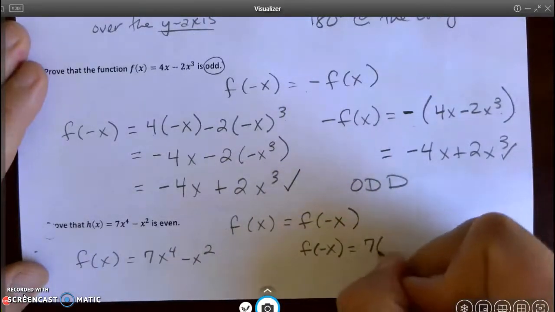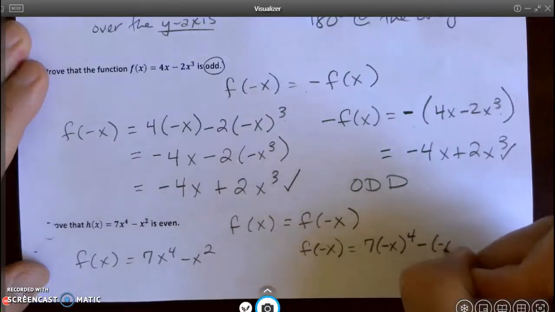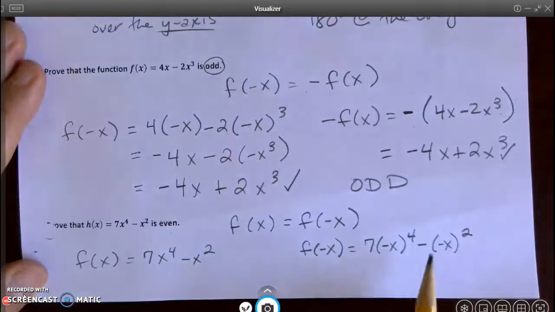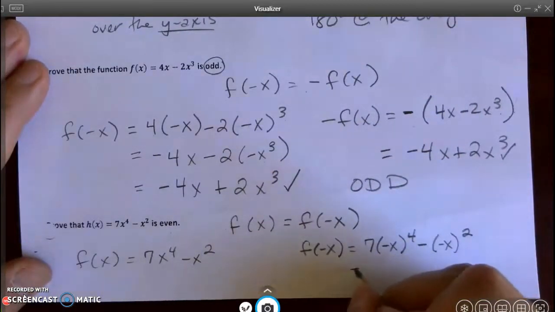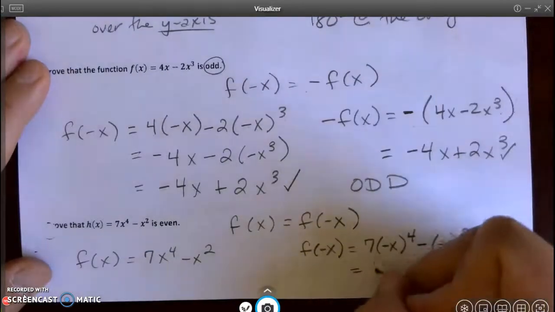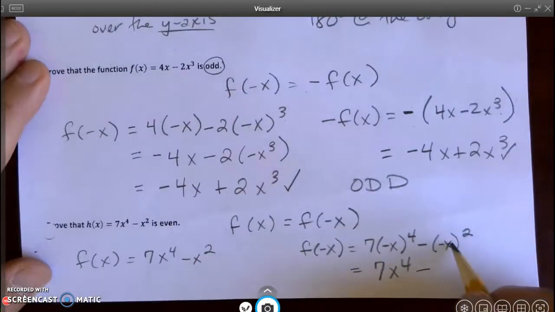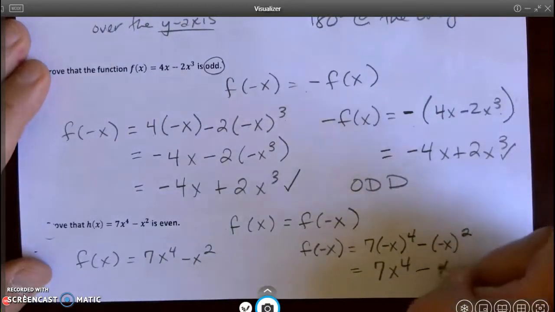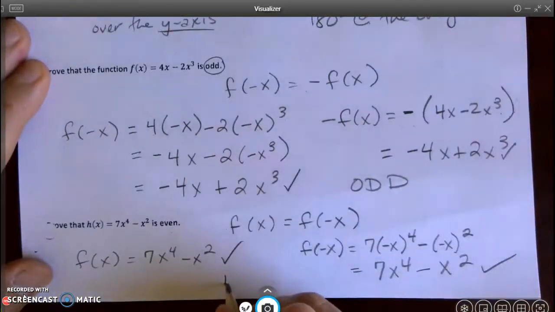I'm going to take 7 times negative x to the 4th minus negative x squared. I have to show my substitution. Then I'm left with, when I take a negative to the 4th power, it becomes positive, minus, when I take a negative and I square it, it just stays x squared. So these are the same, therefore this is even.